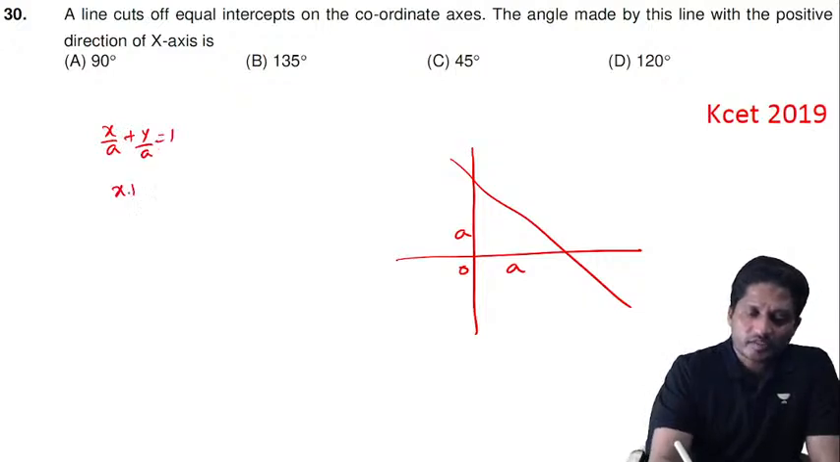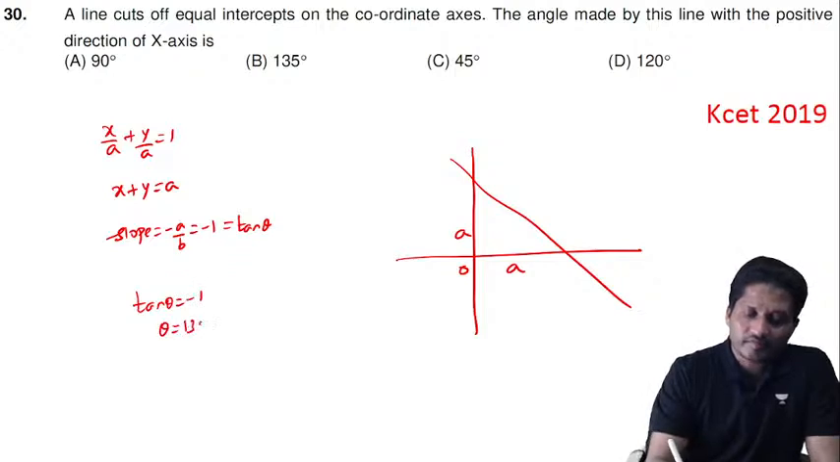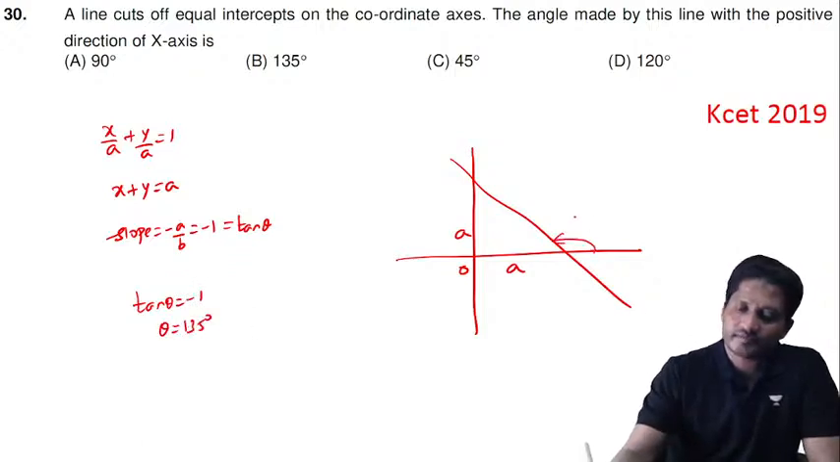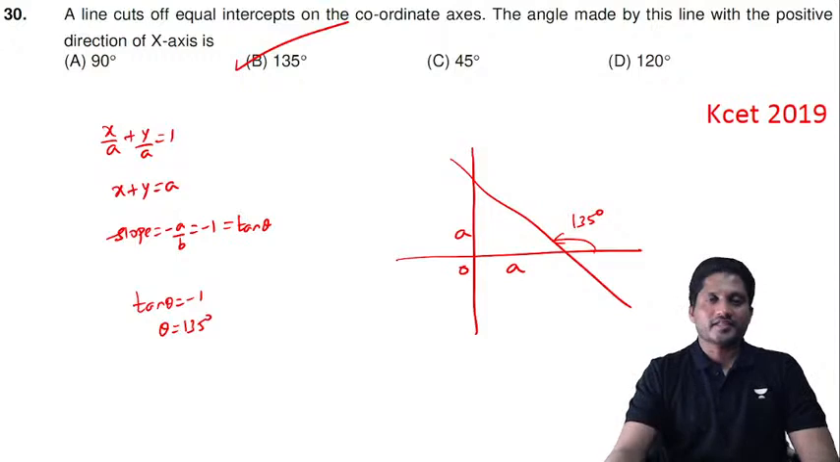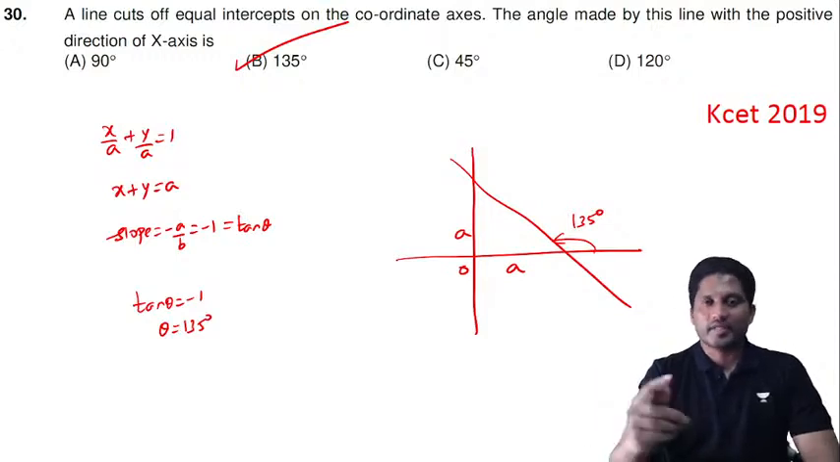This is same as x plus y equal to a. Slope of this line is minus a by b, which is minus 1. And slope is equal to tan theta. So tan theta is equal to minus 1. Theta should be equal to 135. So this is 135 degrees. Answer is option B.